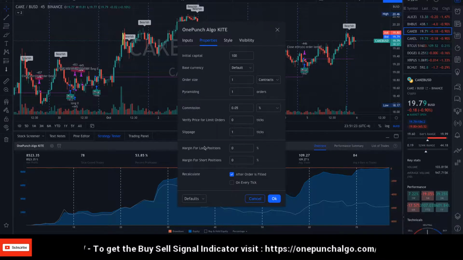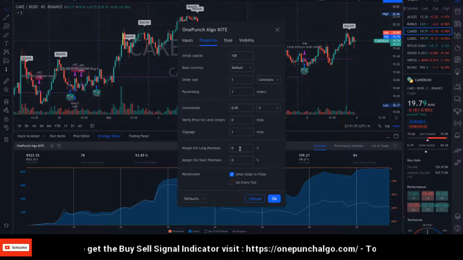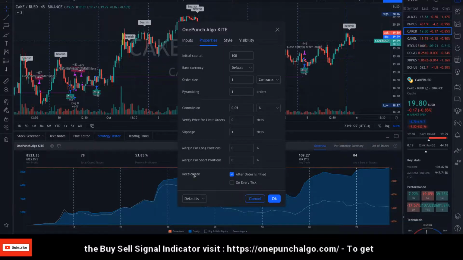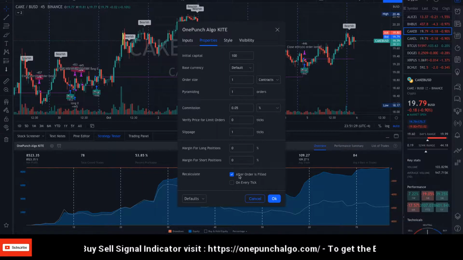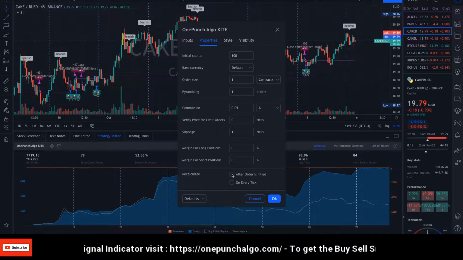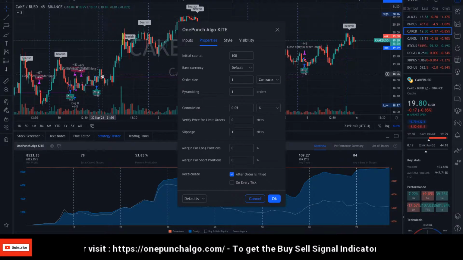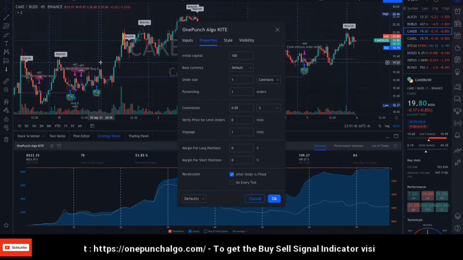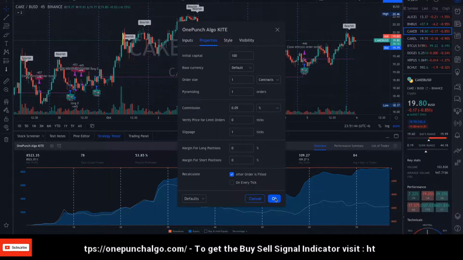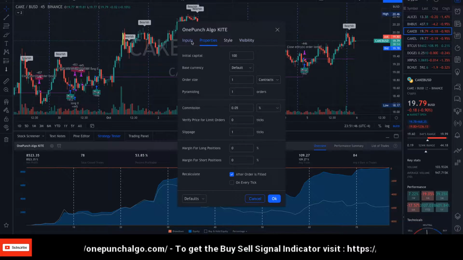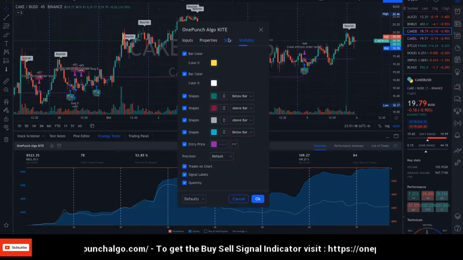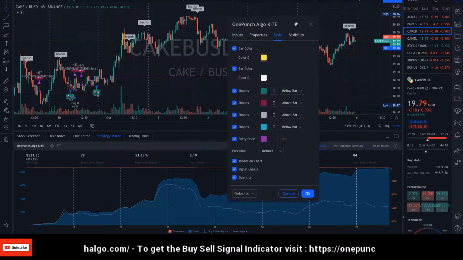And then margins, those are 0, the default value. And the recalculate after order is filled option needs to be ticked. By default it is unticked. What this does is, as soon as an order is filled, it recalculates the algorithm. So you put that. And then when you go to styles, there are a couple of styling options.